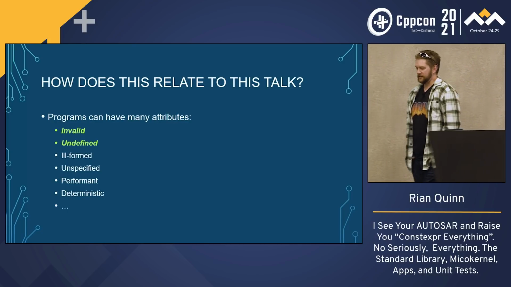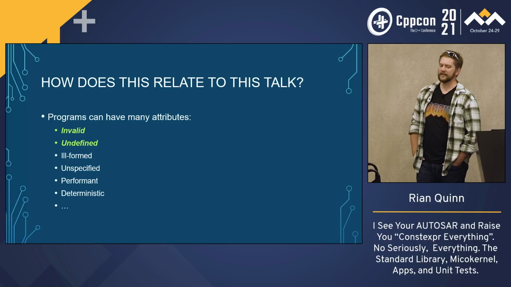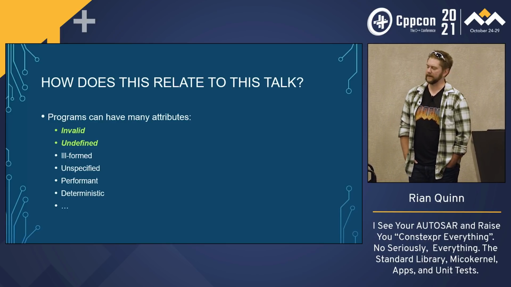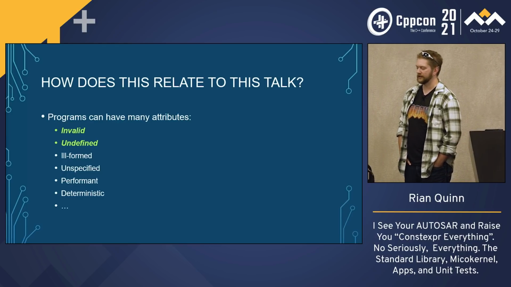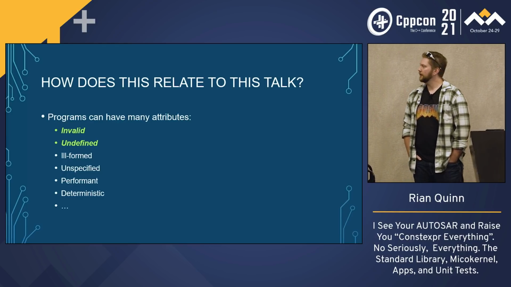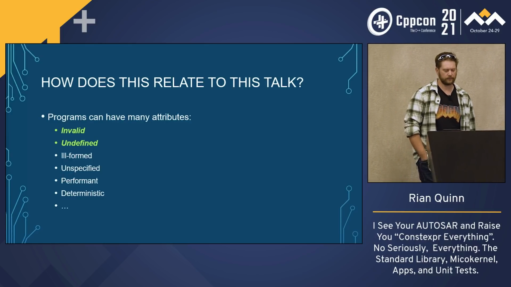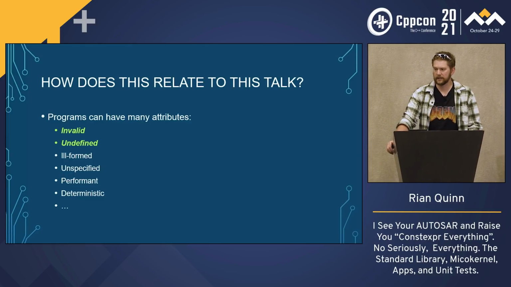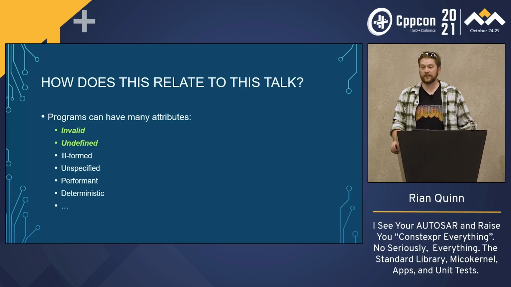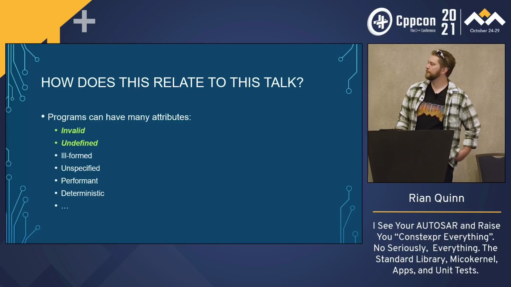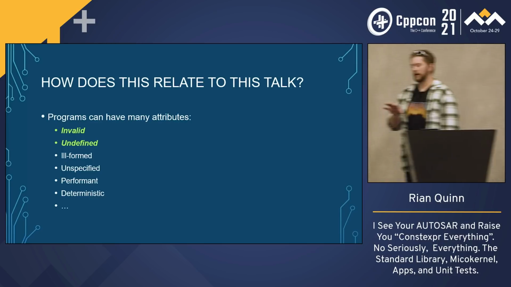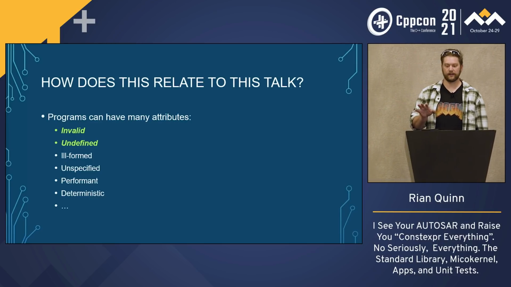So how does all this relate to this talk? Well, there are many different attributes that we can give a program. We can define a program as whether or not it's valid or invalid, whether it's defined or undefined, ill-formed, unspecified. We can try to determine, is it performant for our particular application? Is it deterministic? If you are watching a lot of the conversations around exceptions, this is a really big problem right now with exceptions in C++ because they're non-deterministic. So in this presentation, I'd like to focus just on whether it's invalid or undefined.